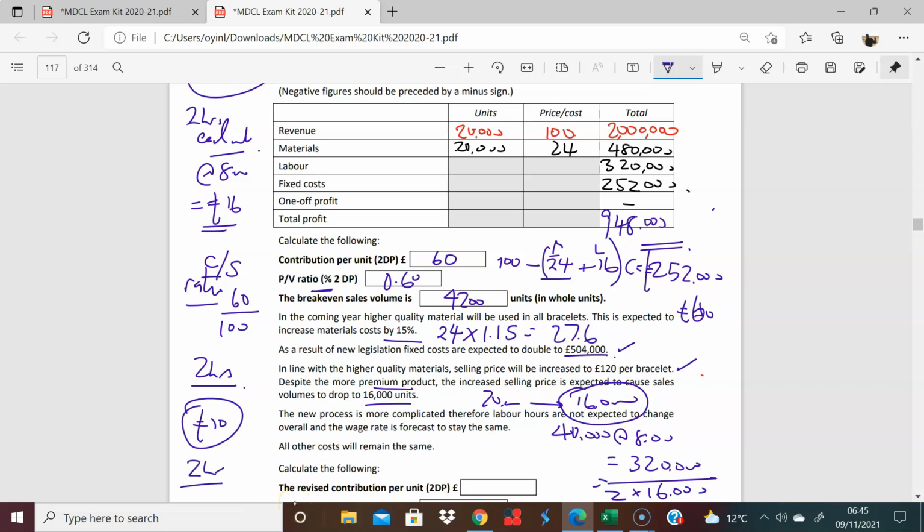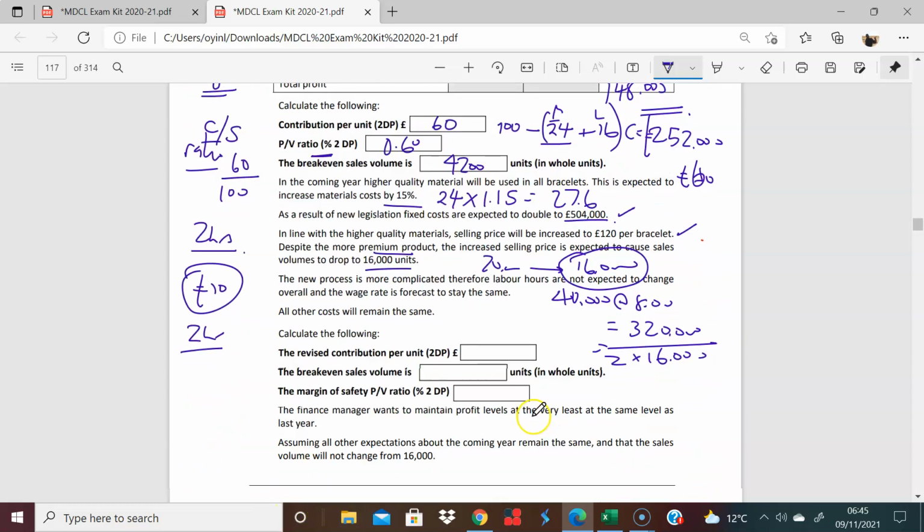So it's the same thing, really, 20. I just missed the beat there for a second. So, therefore, what do I have? My revised contribution now becomes 120 minus my new material cost of 27.6 plus 20, because that's the new, if you like, cost of doing this, isn't it? So I have here 120 minus 27.6 minus 20, which is equal to 72.4. So my revised contribution is 72.4.